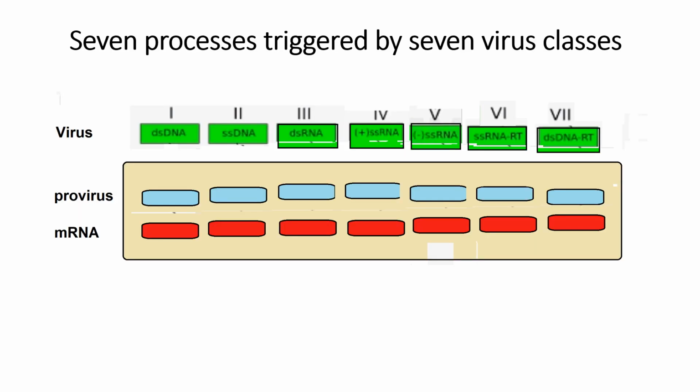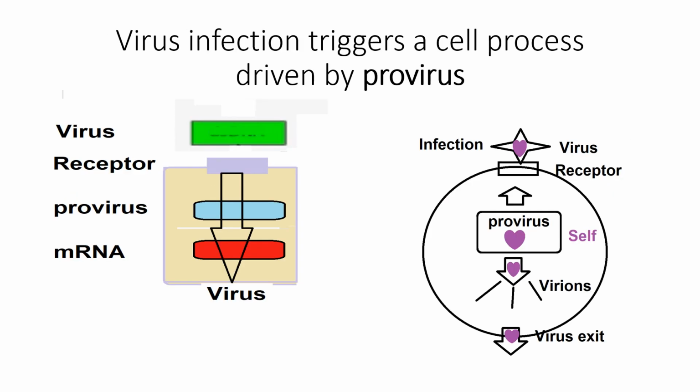Now, in order to study the interaction between these viruses, I regard the Baltimore classification as 7 processes triggered by 7 virus classes, and these processes are responses to viral infection. So you have the virus interacts with the cell, triggers the formation of provirus, and let the virus also have a messenger RNA. So here you have the standard process of virus interaction with cell.